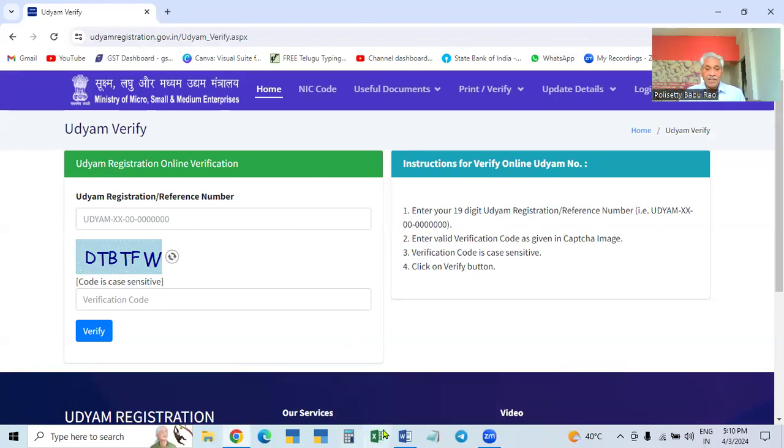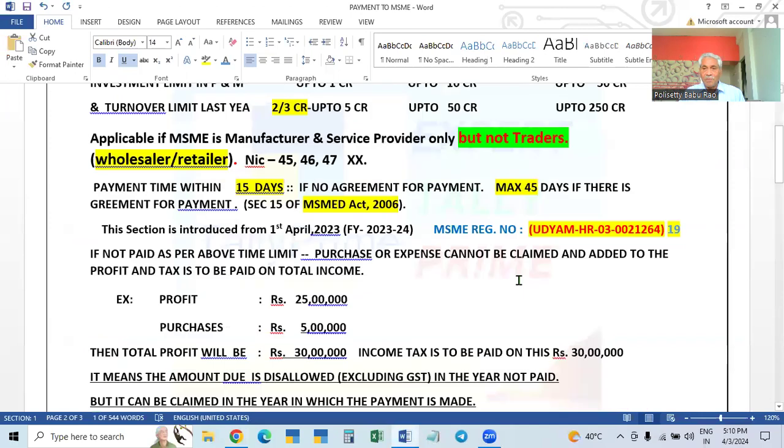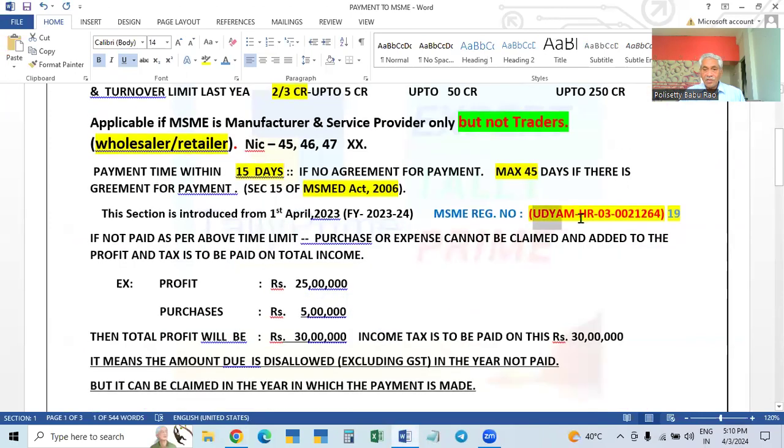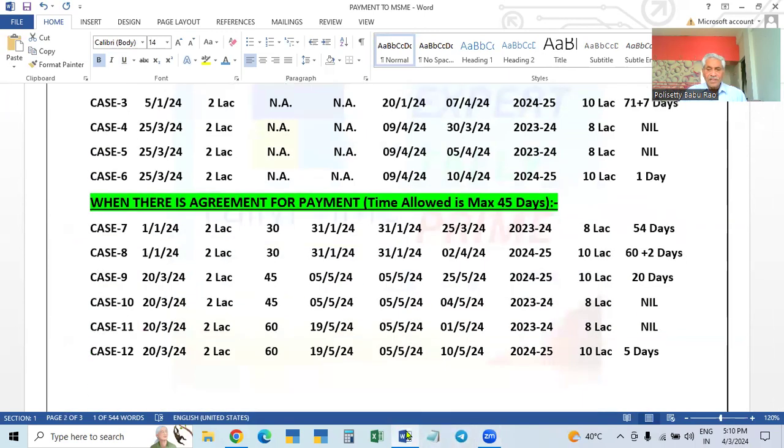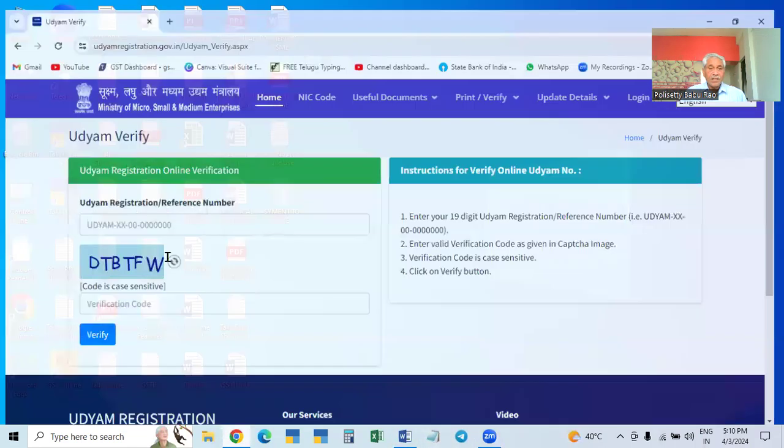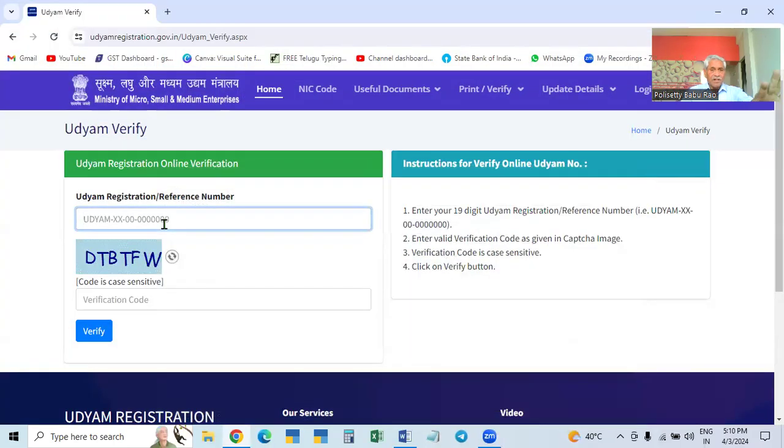So in this case, we will see. I have to give a number now. So we take the number, it is from Haryana. There are many numbers. Okay, in this case we will take it simply. Give the Udyam registration number and enter the captcha code, D E B E F W. Give that number and then enter.